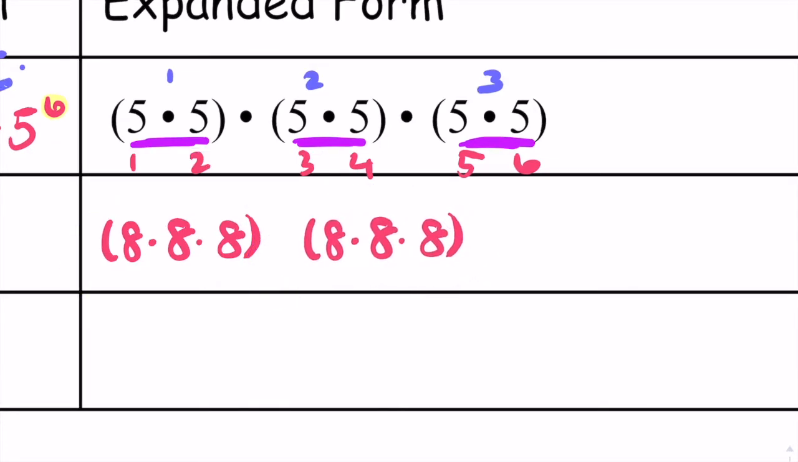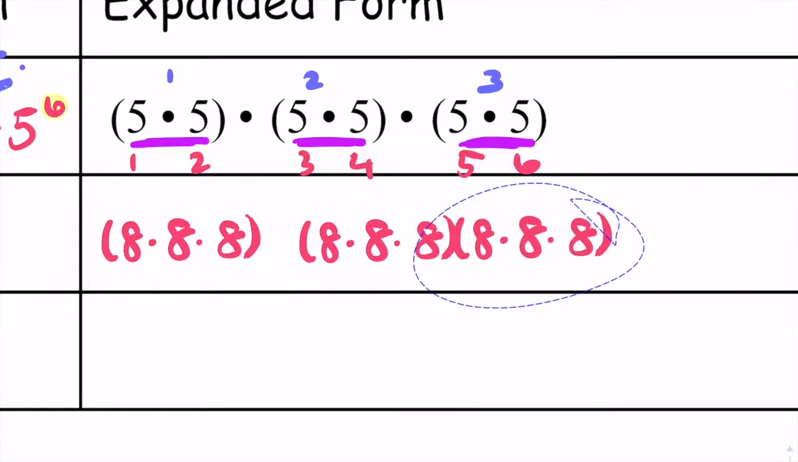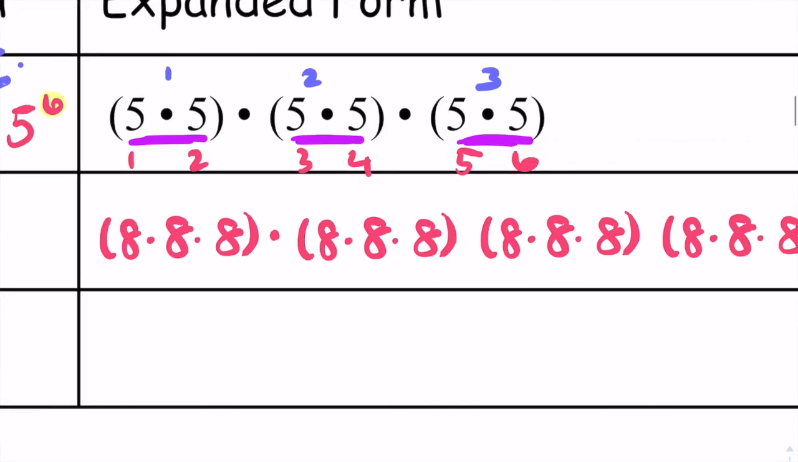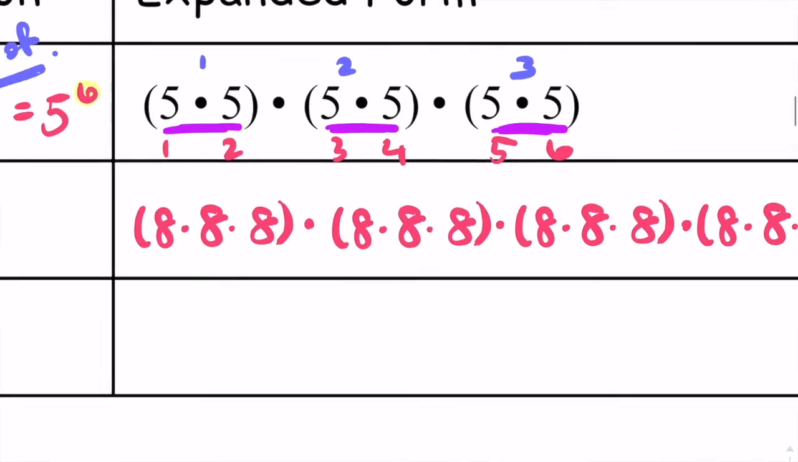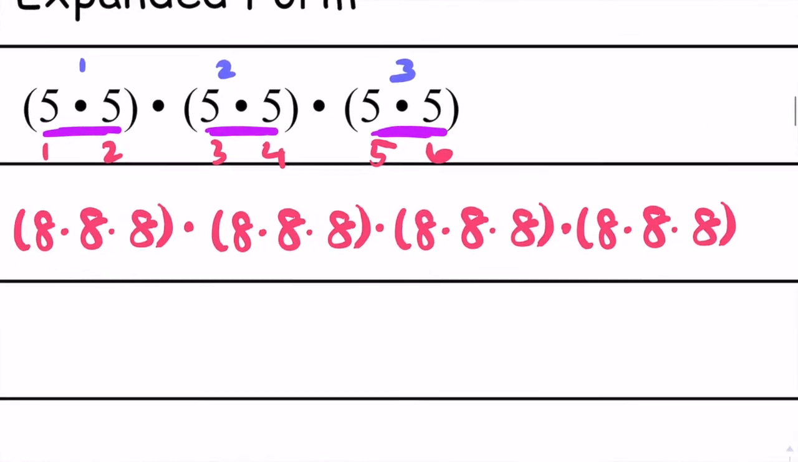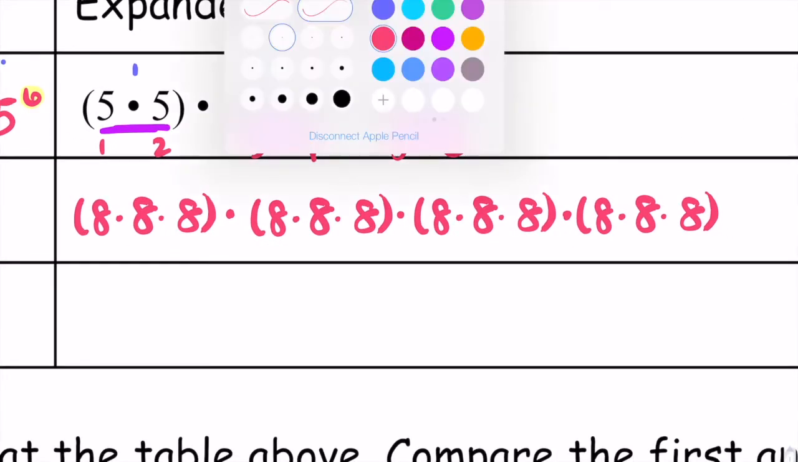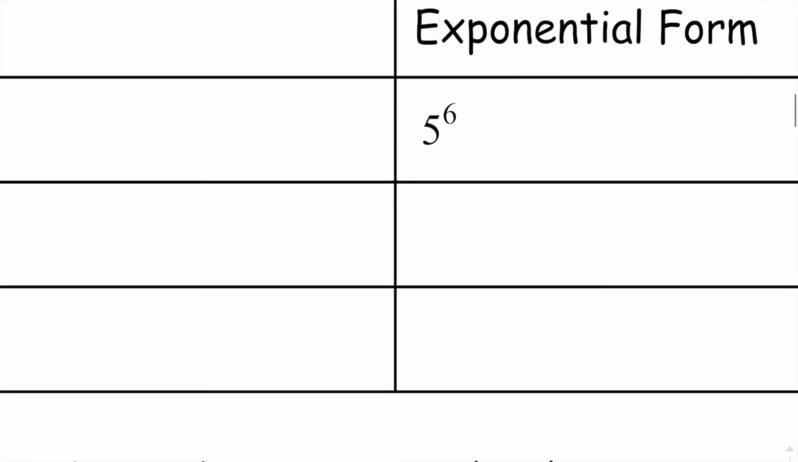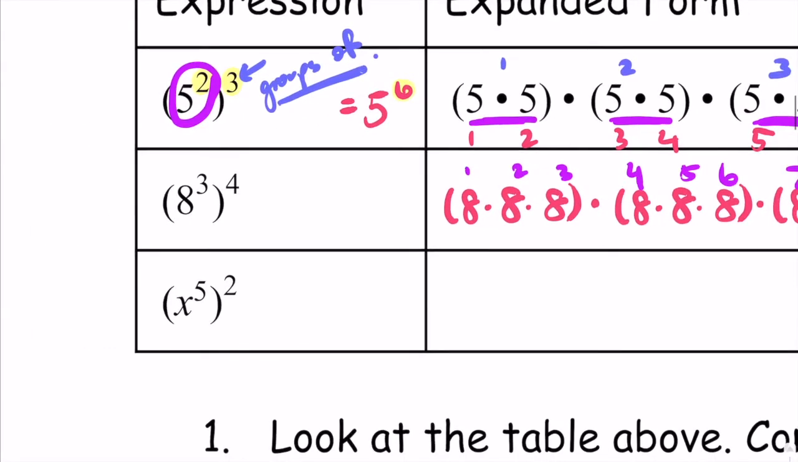I'm going to cheat and copy this. Here's group number 2, group number 3, and group number 4. So don't forget, I'm multiplying all of these. I'm going to put dots in between. So now, let's see, how many 8s do I have here? I have 1, 2, 3, 4, 5, 6, 7, 8, 9, 10, 11, 12. So this would be written in exponential form as 8 to the 12th.